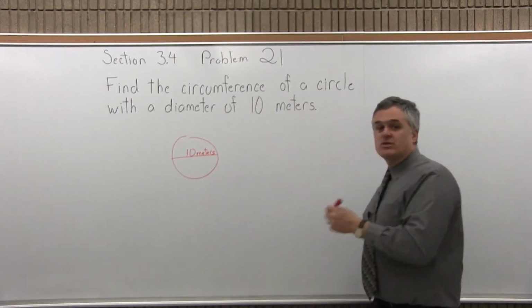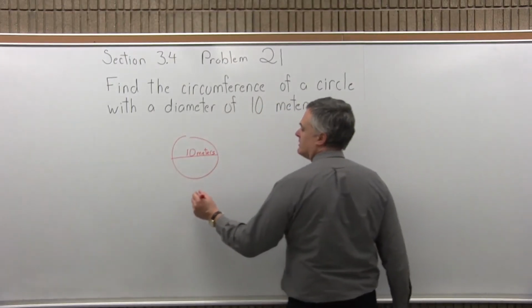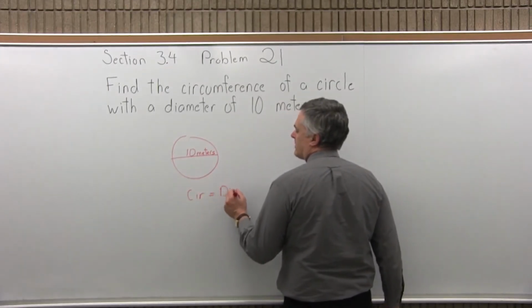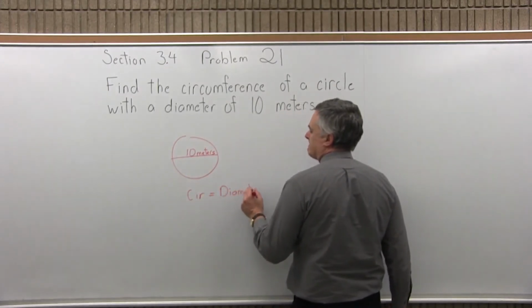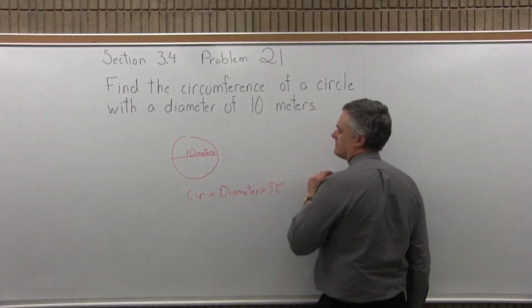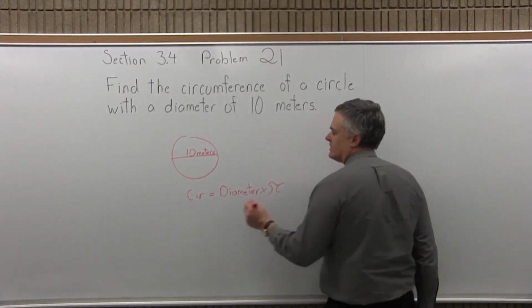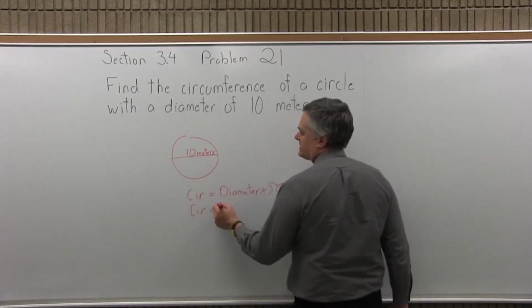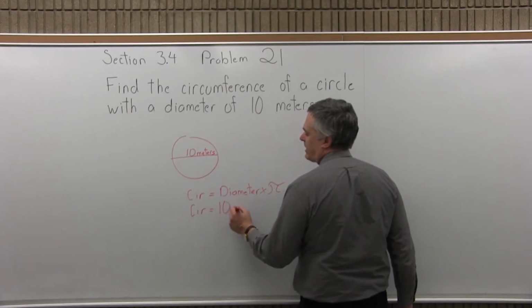So the circumference, or distance all the way around, is the diameter times pi. So pi is that number 3.14. So you would say diameter times pi, 10 pi.